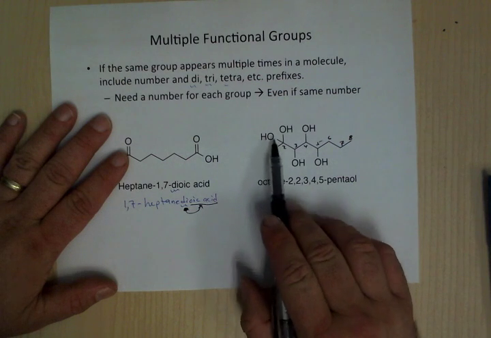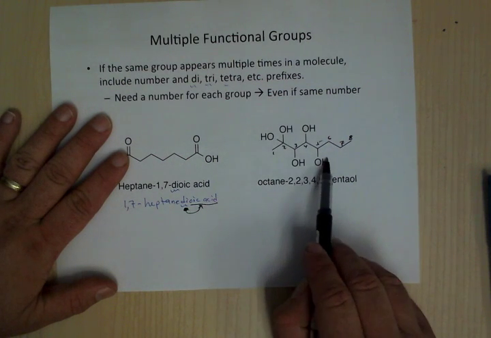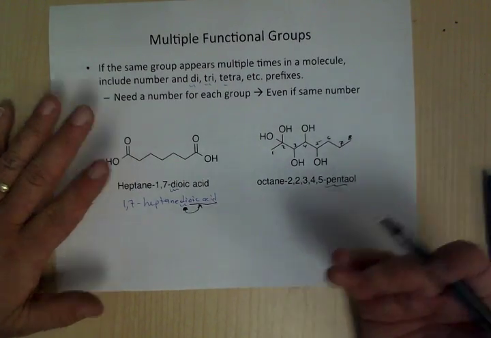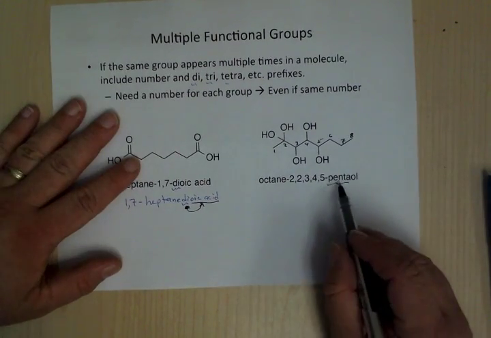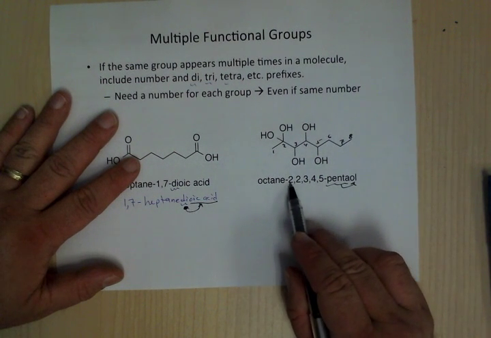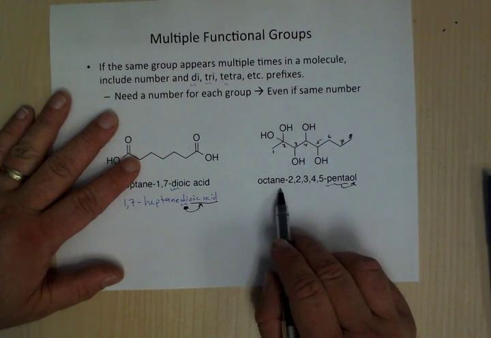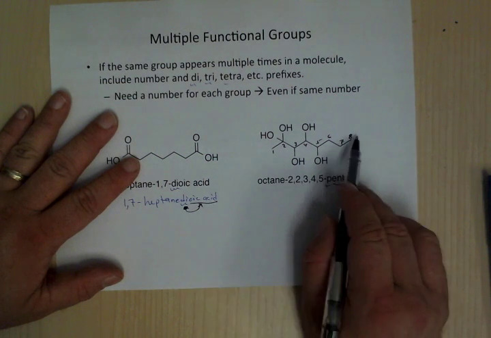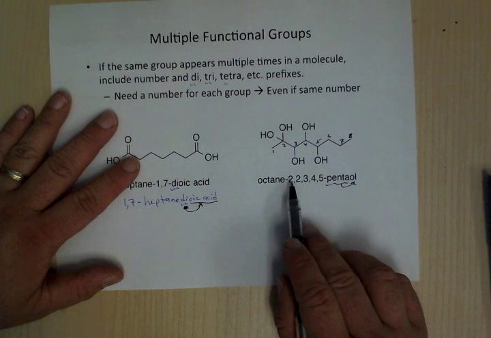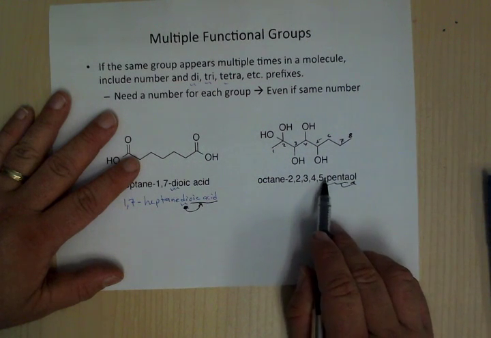I have 5 alcohol groups, 1, 2, 3, 4, 5. So 5 is penta. It's not pentane, it's just penta. I have 5 of these. So octane out here, so the main chain is 8 long. I have 5 alcohols. Where are they? At 2, at 2, at 3, at 4, at 5.